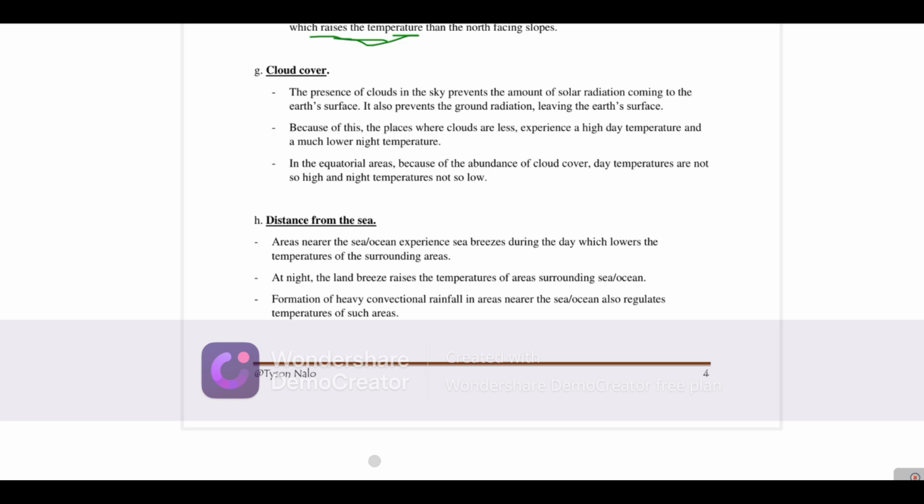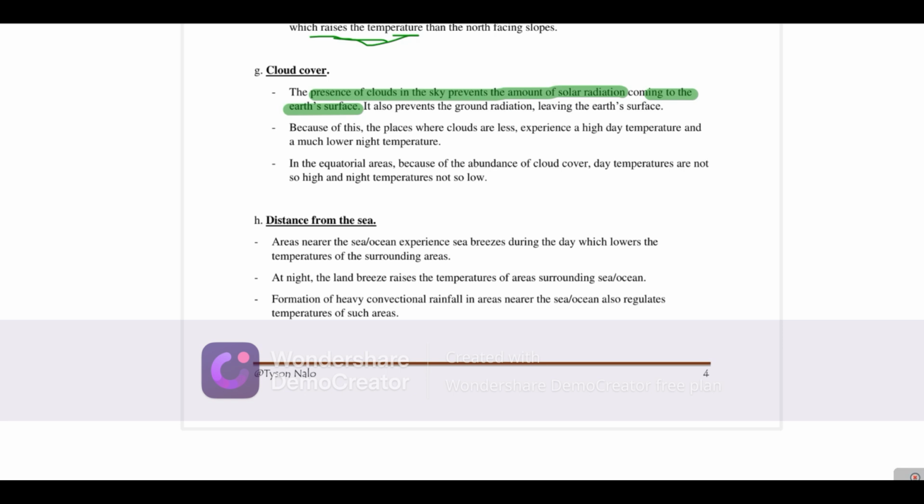The presence of clouds in the sky prevents the amount of solar radiation coming to the Earth's surface, and it also prevents the ground radiation from leaving the Earth's surface. So this is actually the reason.